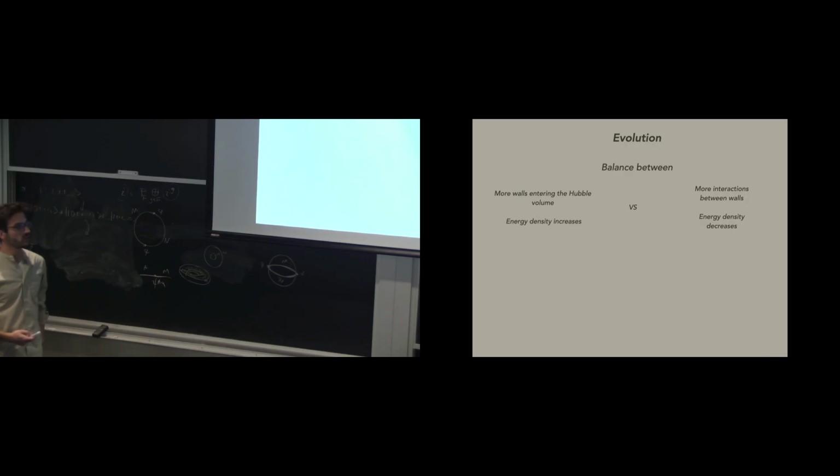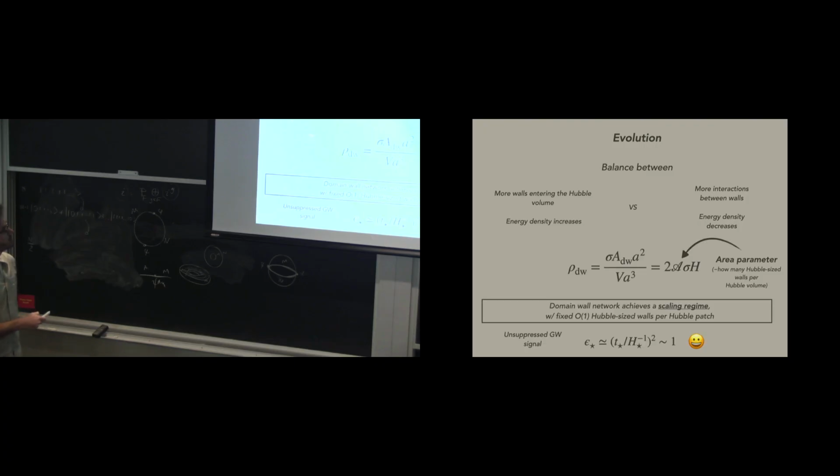They achieve a scaling regime, which is basically a balance between wanting to increase their energy density, due to the fact that with the expansion more and more of these defects come into your Hubble patch, against the fact that there are interactions between these walls. One should think of this as a gas of topological objects that can interact. And so at the end, these two processes lead to the expectation that there should be a fixed number of Hubble-sized walls per Hubble patch at every epoch, which is very interesting.